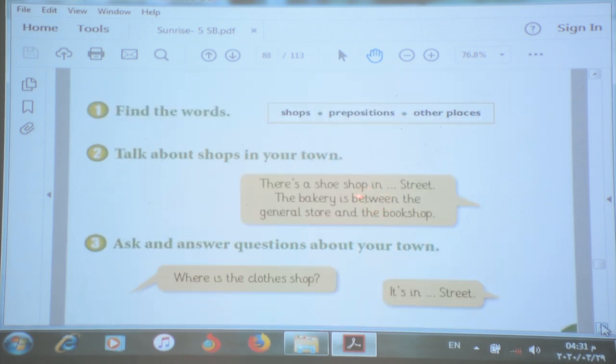Look at here. Between is used for two nouns. There are a general store and a bookshop. That's why we use between. If you have two nouns, you should use between. Where's the location of the bakery? It's between the general store and the bookshop. And there's a question and answer. Where is the clothes shop? It's in 100th Street. You can write down, it's in 100th Street.